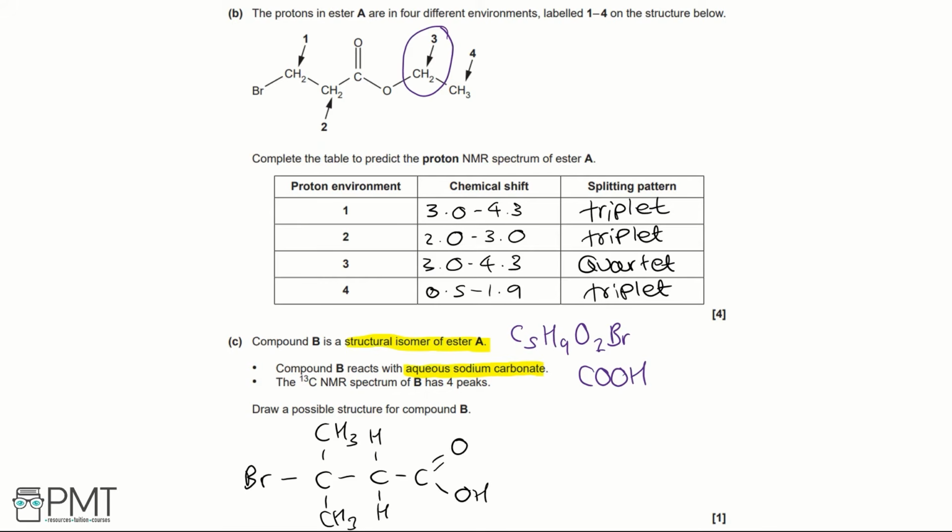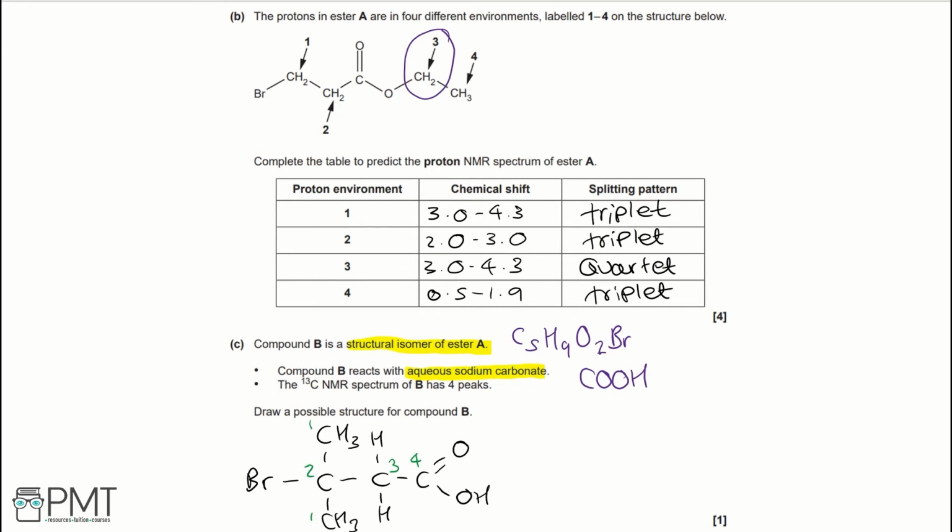So here I've drawn the possible structure for compound B, and analysing the carbon-13 peaks, we would have 1 peak for our CH3 groups, a second peak for our carbon between these CH3 groups, a third peak for our central carbon, and a fourth peak for our carbon in the COOH or carboxylic acid group.